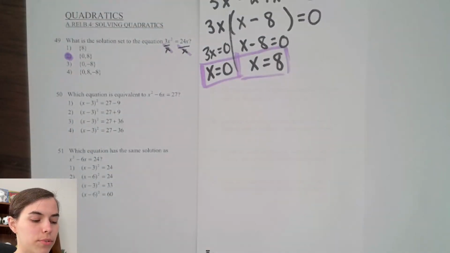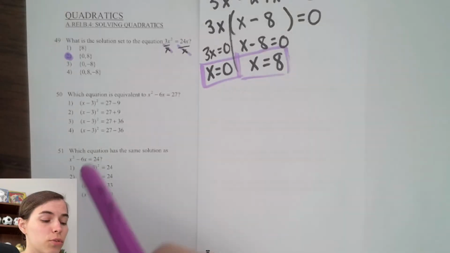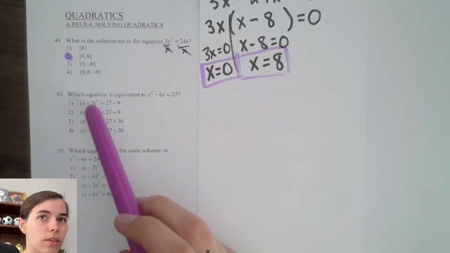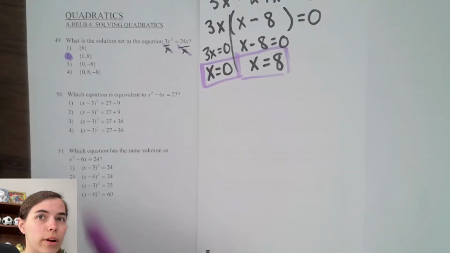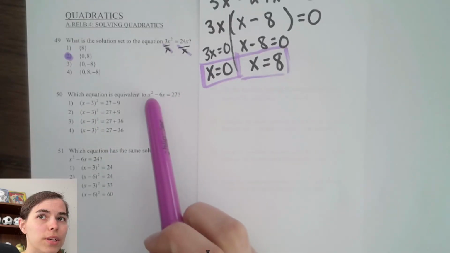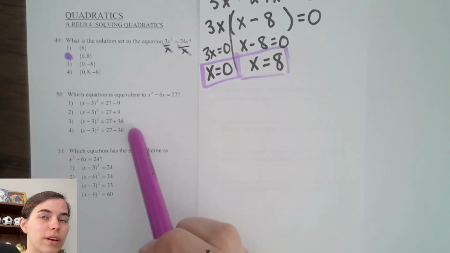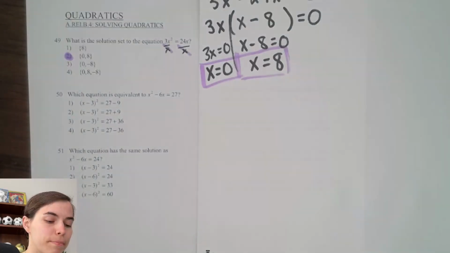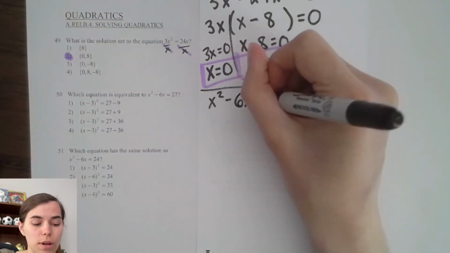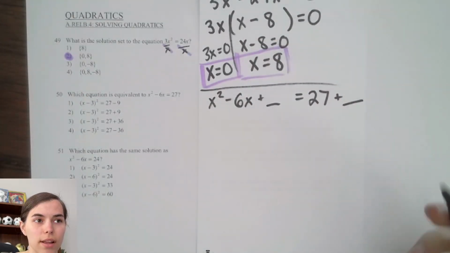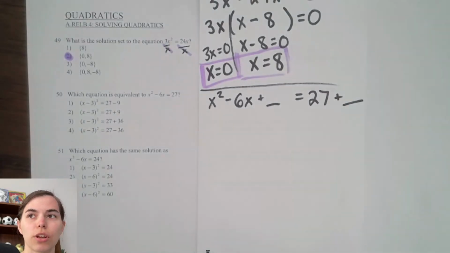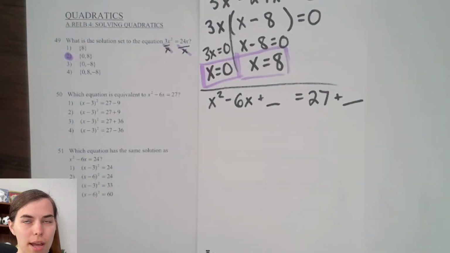Going on to the next problem, number 50, it says which equation is equivalent to x squared minus 6x equals 27? And so from looking at the answer choices, we can tell that they are doing a little bit of completing the square. So we need to figure out what we need to add to both sides. That will give us a hint for what this right side is going to be, since the left sides are all the same. So when we're doing completing the square, we need to add something to both sides. I like to write a plus and then a blank on each side, just to remember that on both sides you're going to be adding the same thing.